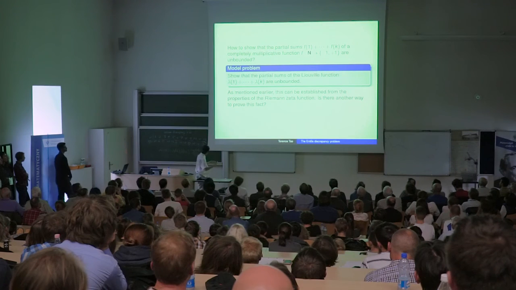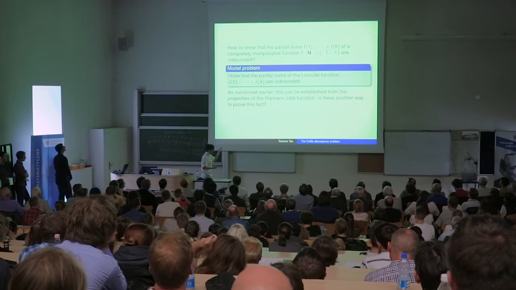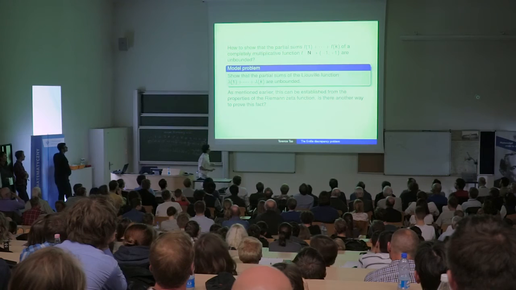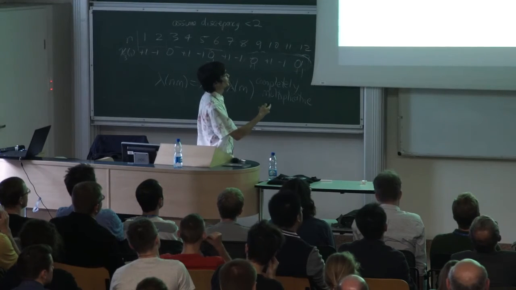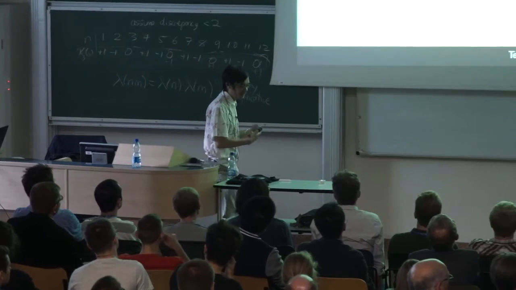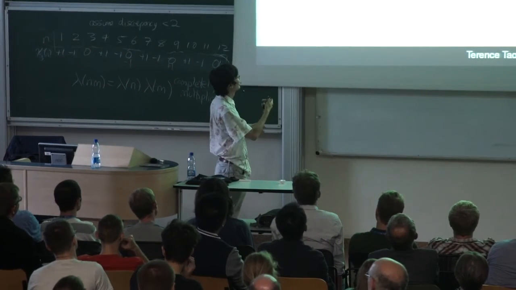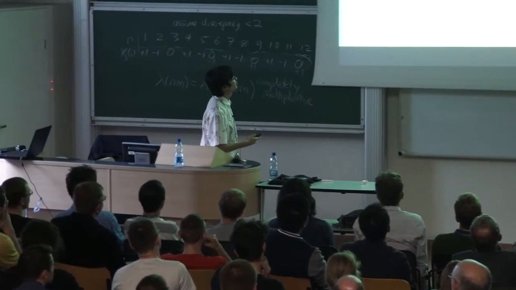So basically, the enemy is things like the Liouville function. And so actually, a good model question is to go back to the Liouville function. Now, we already know, because of the zeta function theory, that these partial sums are unbounded. But is there another way to prove, just for the Liouville function, that it has unbounded partial sums?